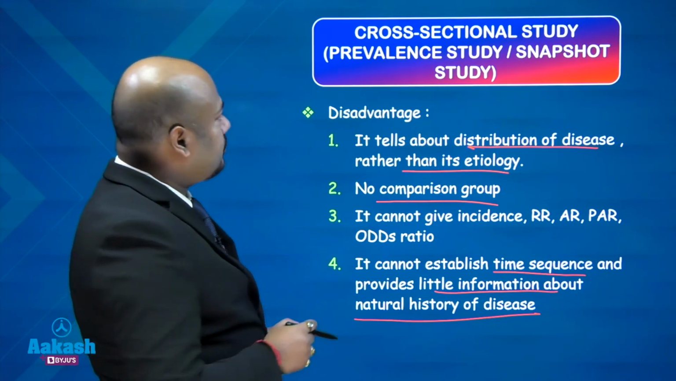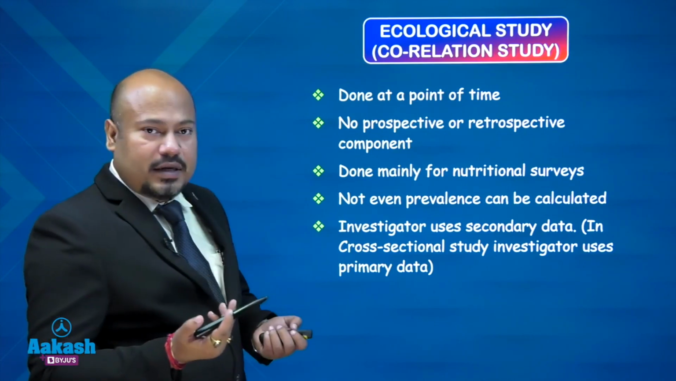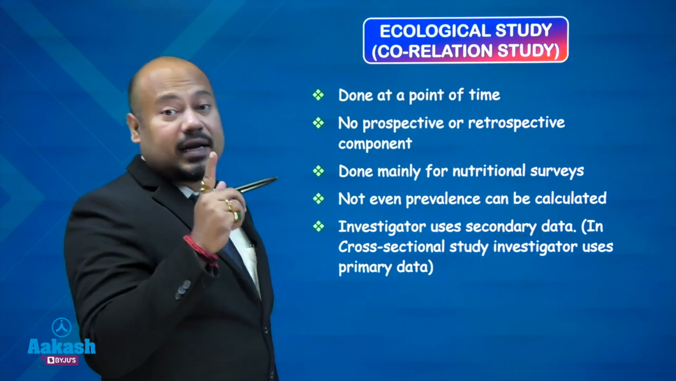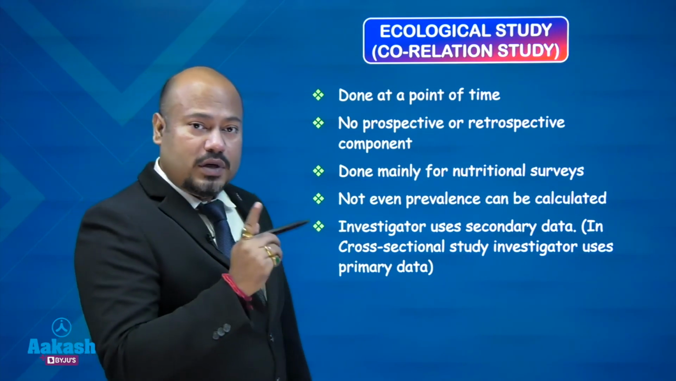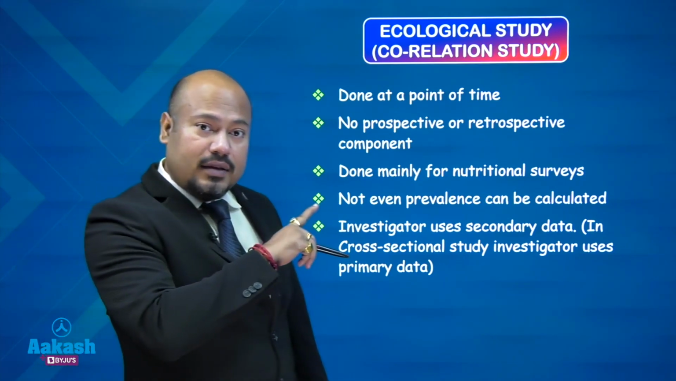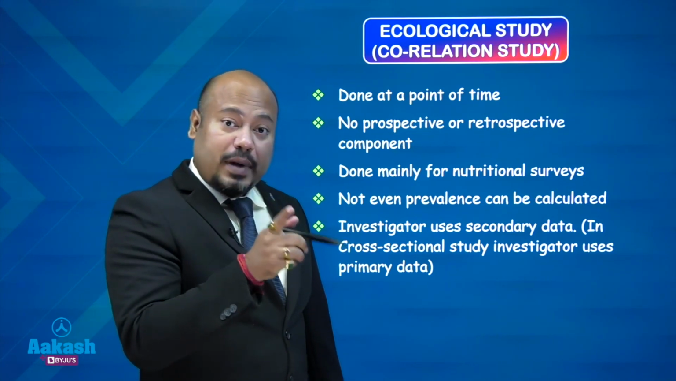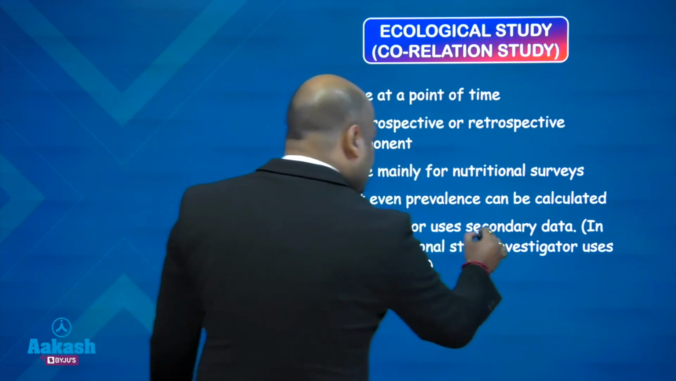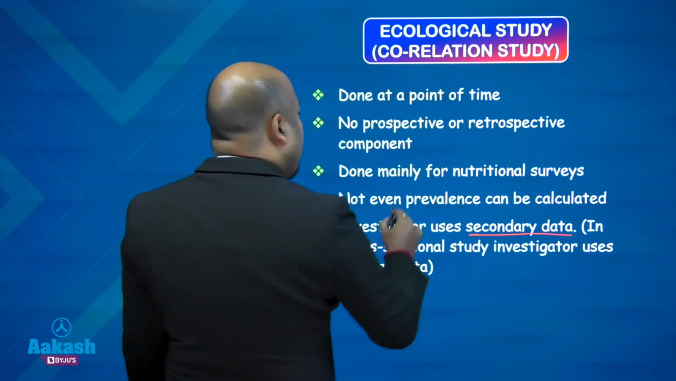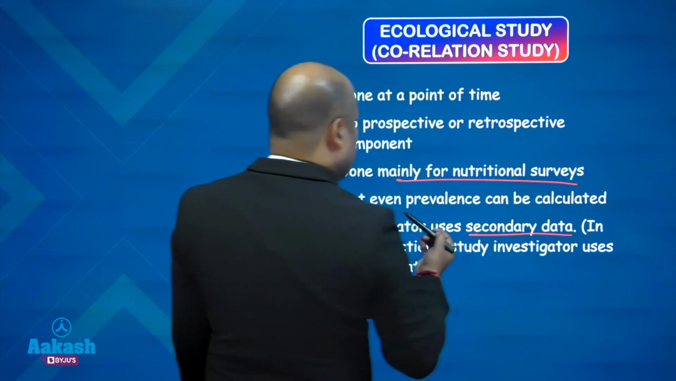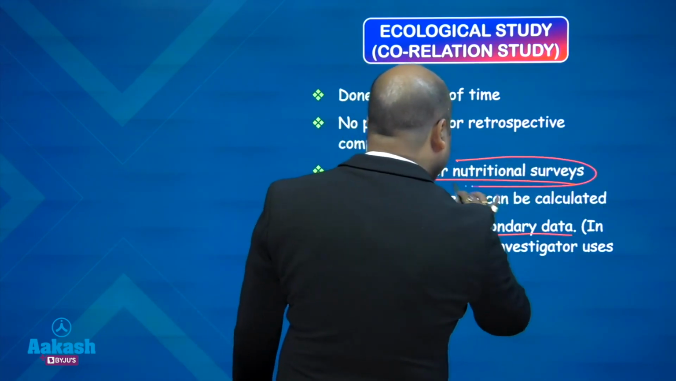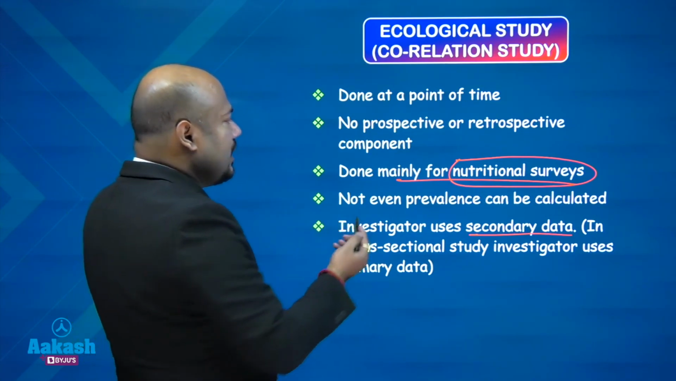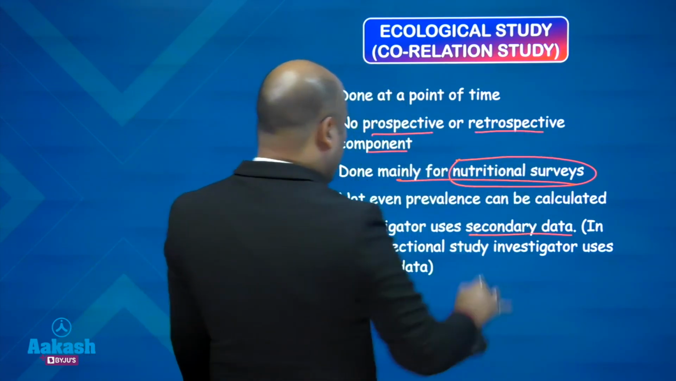Question is asked. And what's the ecological study? It's a correlational study. For example, it's done at one point of time using secondary data. This question is asked number of times. What's the difference between cross-sectional and the ecological study? In cross-sectional study, primary data, okay? Ecological study, secondary data. So investigators are using secondary data, and it is done mainly for what? Nutritional surveys. So if you get this one, nutritional surveys, secondary data, these are the clue for the answer being ecological study. And here also there is no prospective or the retrospective component.